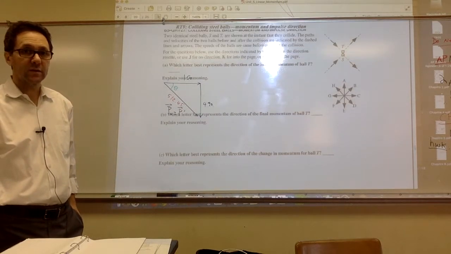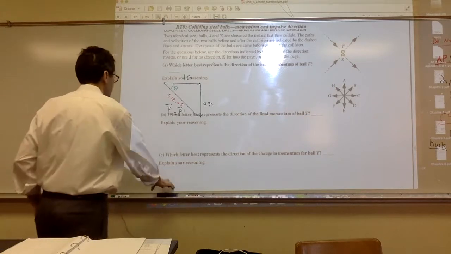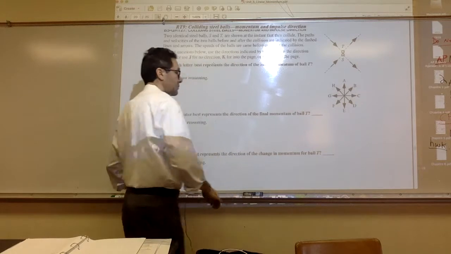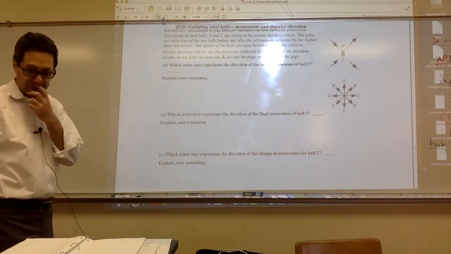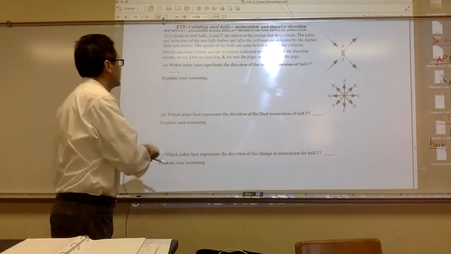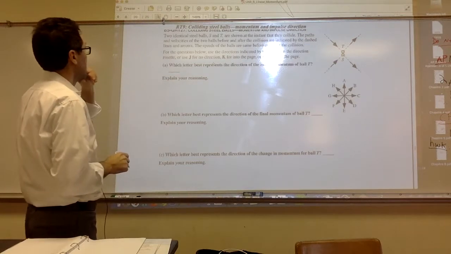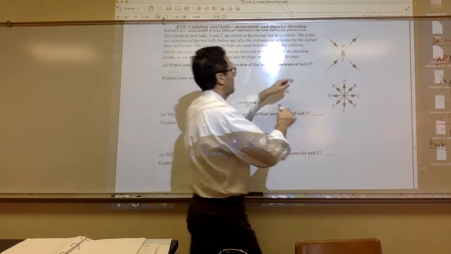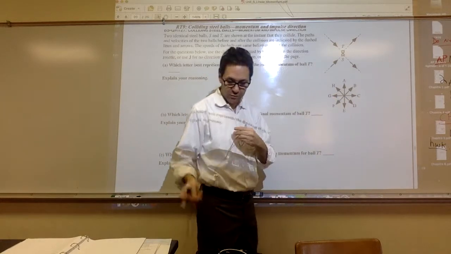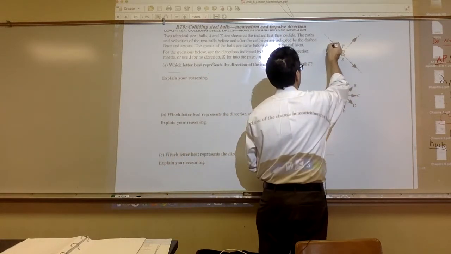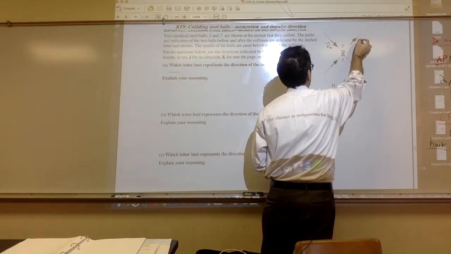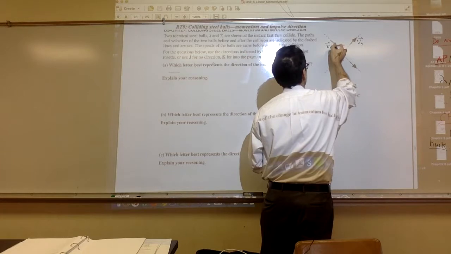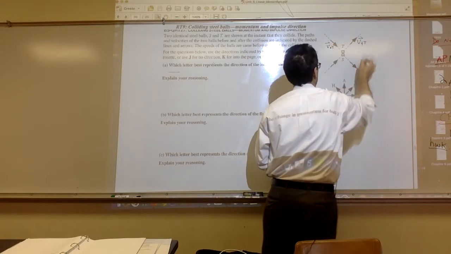All right, let's look at this ranking tasks, and we're done. Okay, so RT9. I already read the problem. So which letter best represents the direction of the initial momentum of ball T? Well, this is the direction of travel of ball T, right? So this is the initial velocity, and this is the final velocity, right? So I guess V0T, V final T.